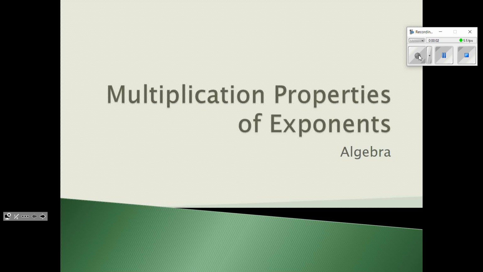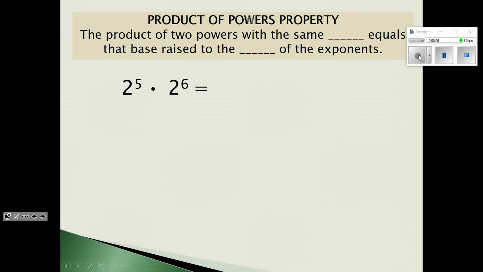Today we're going to be learning multiplication properties of exponents. If you look at your notes at the top, the product of two powers with the same base. Remember that the base is the large number. So in this example, the 2 is the base. When you have the same base, that base is raised to the sum of the exponents.